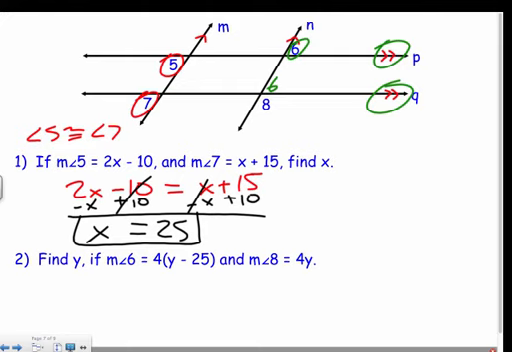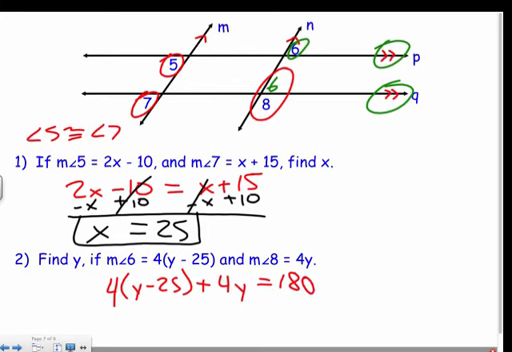So what do I know about 6 and 8 just by moving that there? They make a straight line, don't they? Won't they add up to 180? So measure of angle 6 plus measure of angle 8 would equal 180. So I should add these two up to equal 180 degrees.